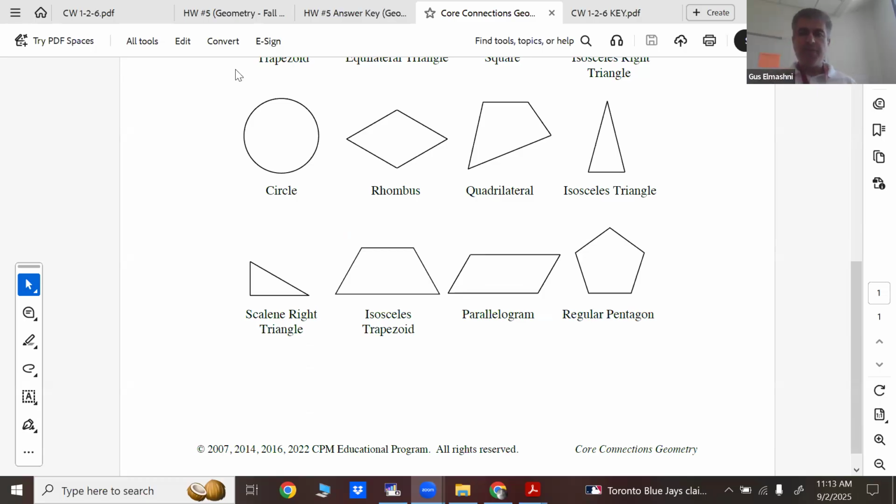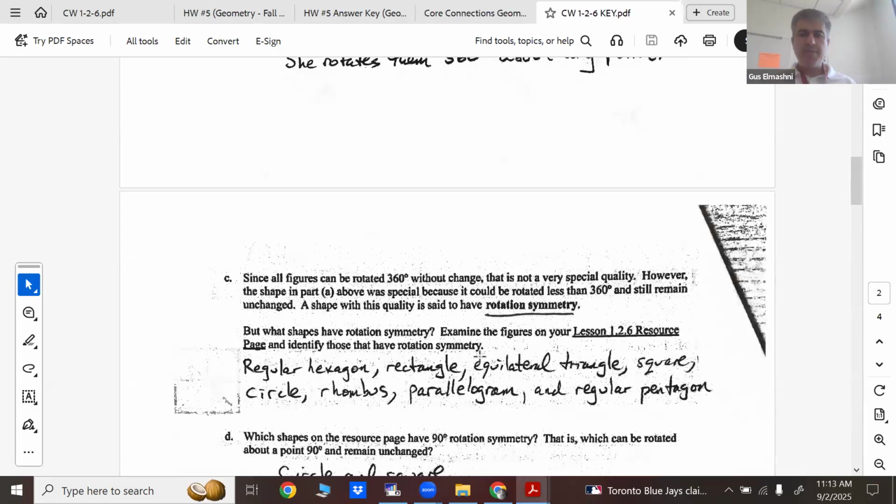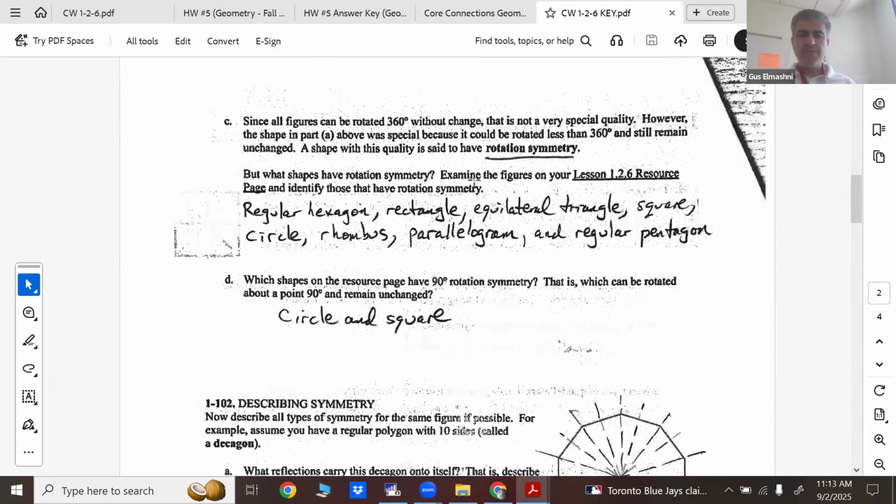So let me show you the notes. Here we go. Since all figures can be rotated 360 without change, this is not a very special quality. They're all 360. But some are special where they can be rotated less than 360 and still remain unchanged, in the same orientation as before. Regular hexagon, rectangle, equilateral triangle, square, and I'll even tell you the specific angles you could do.